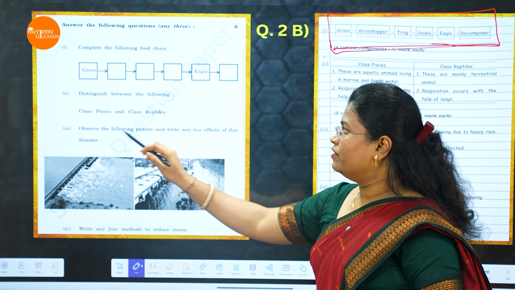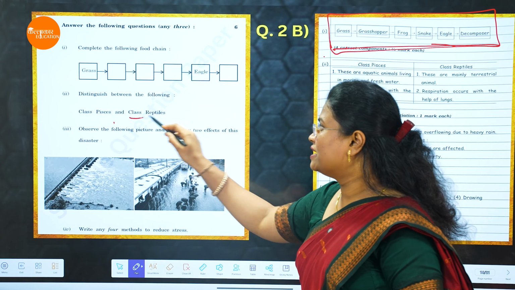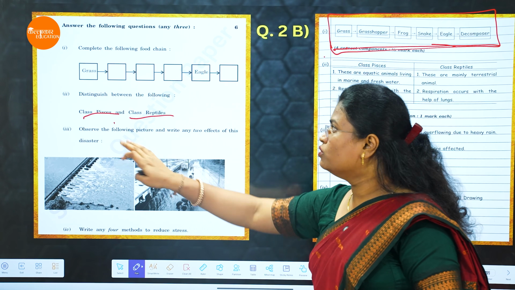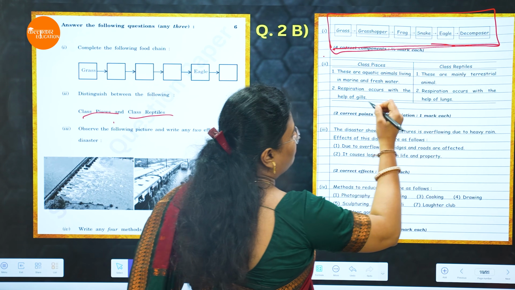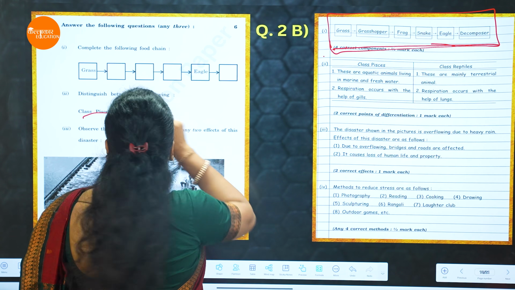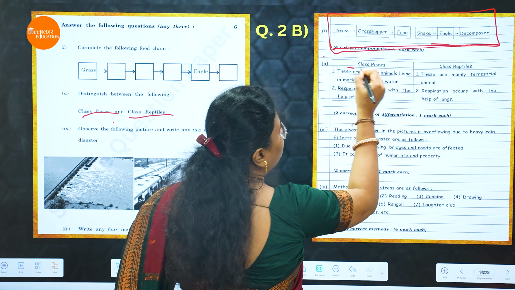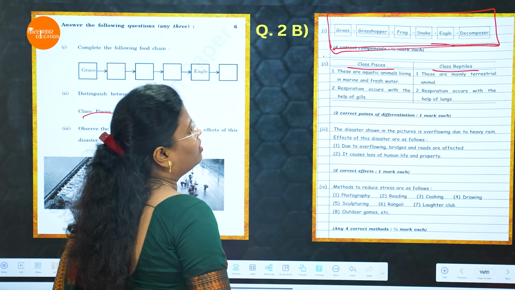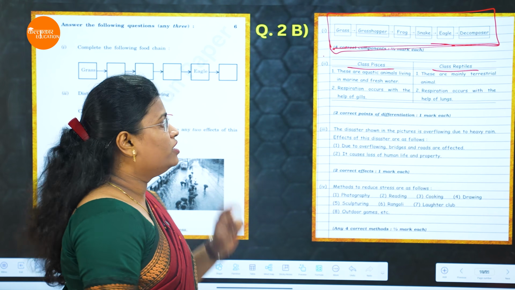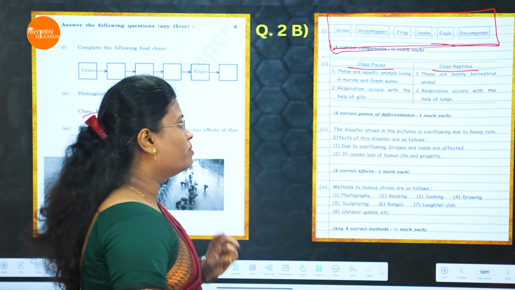Distinguish between the following. Class Pisces and class Reptile. You have to distinguish. See the answer. You have to draw this table for distinguishing the 2 classes, class Pisces and class Reptile. You have to write here 2 points for getting 2 marks.